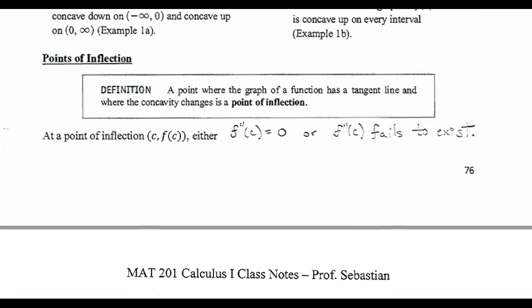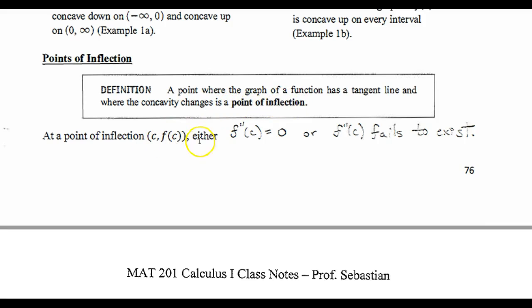Okay, moving on in section 4.4, concavity. Now we want to talk about what's a point of inflection. This is similar to critical points. Critical points were where the first derivative is equal to zero. A point where the graph of a function has a tangent line and where the concavity changes is called a point of inflection.